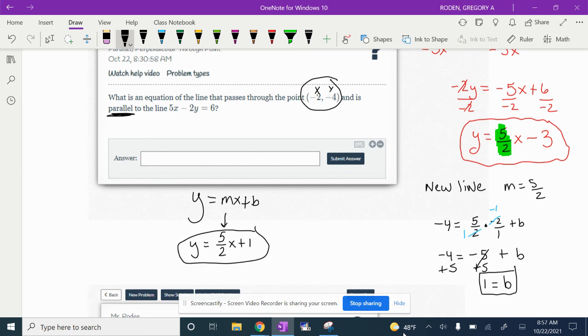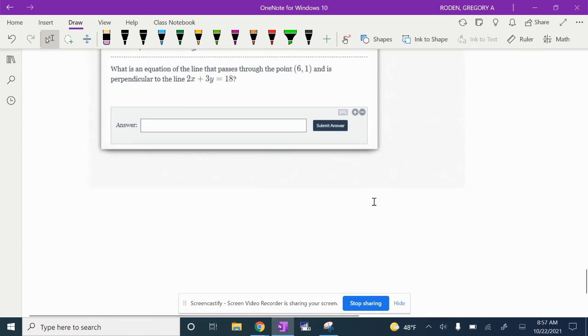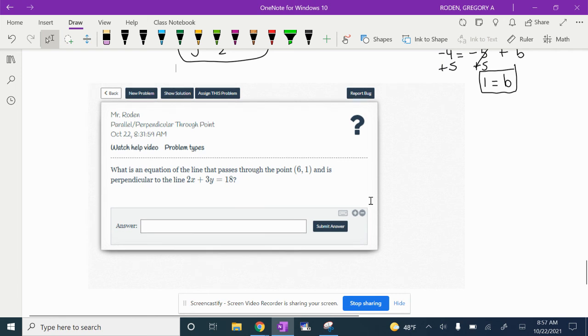Hopefully I didn't make any mistakes there. If I did, let me know. But hopefully the process is more important, and I think I did my math right. But you never know. Mr. Roden sometimes makes mistakes. All right, let's see here. We got, I think, the last problem here, and then I'll let you guys start.